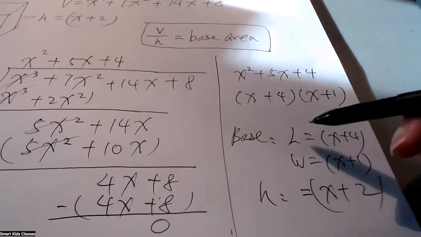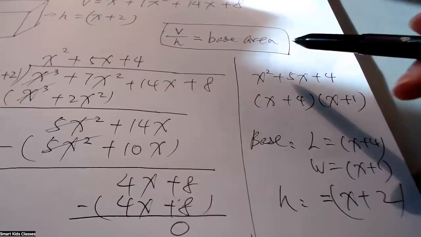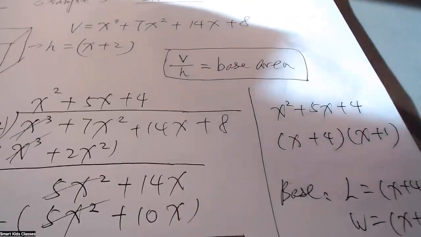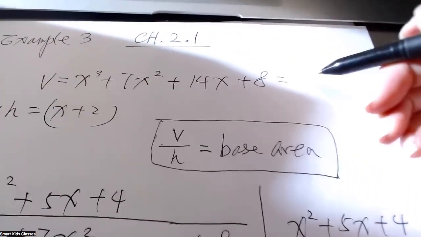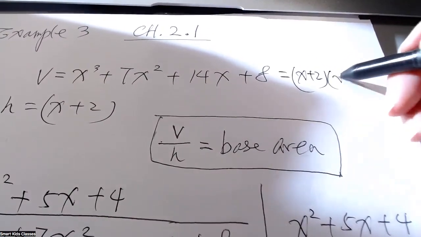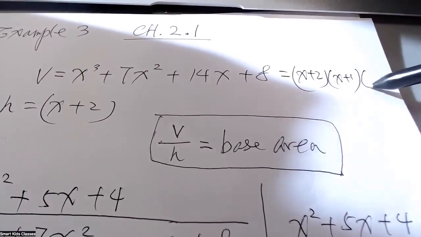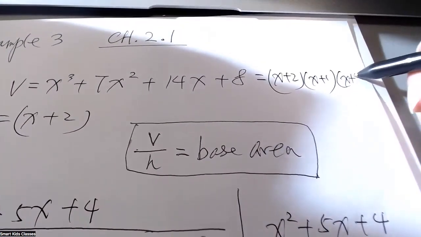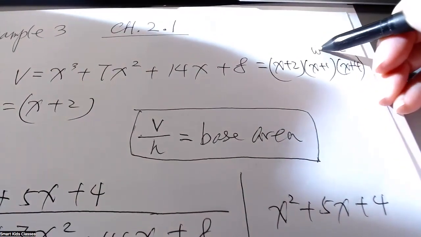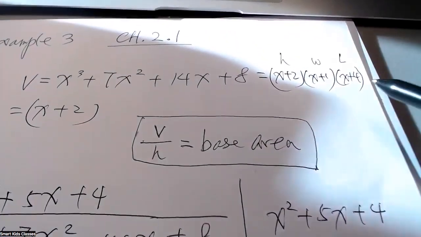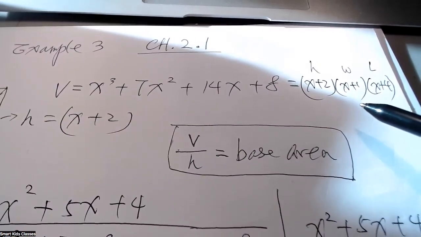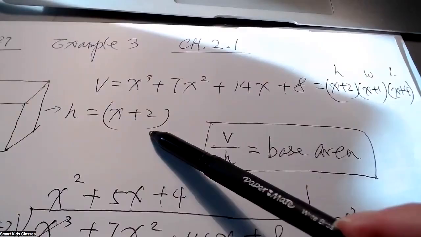So for this, length times width times height, you get the volume. Therefore the equation is x plus 2 times x plus 1 times x plus 4. So it's the L, the W, and the H. Multiplying the three together, you get the volume. That's how we solve it. Use the volume, divide by the height.